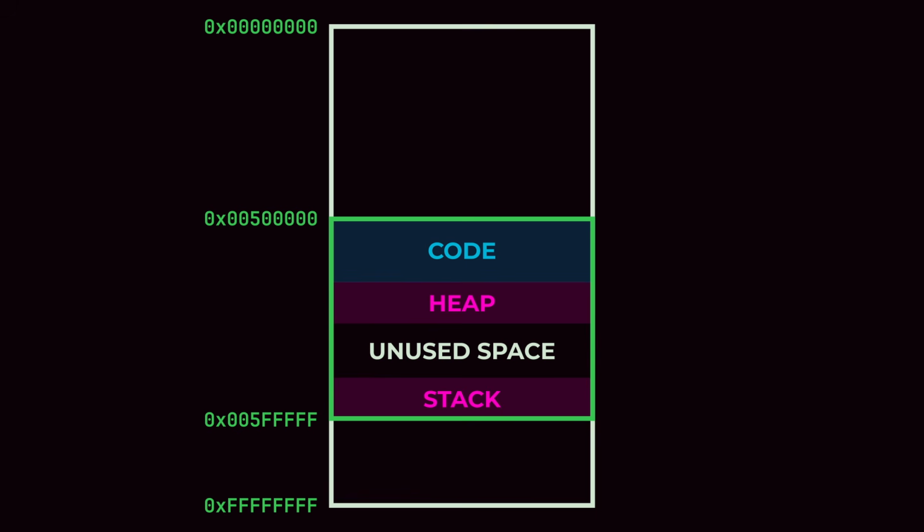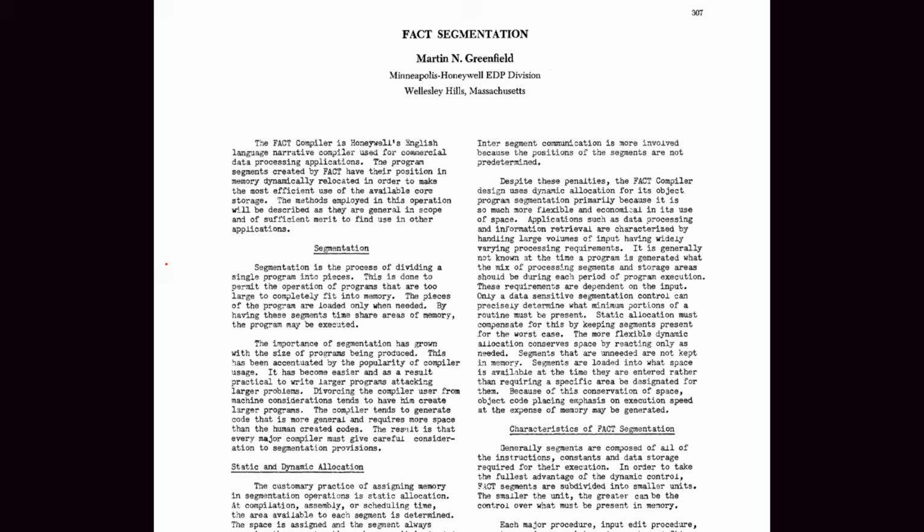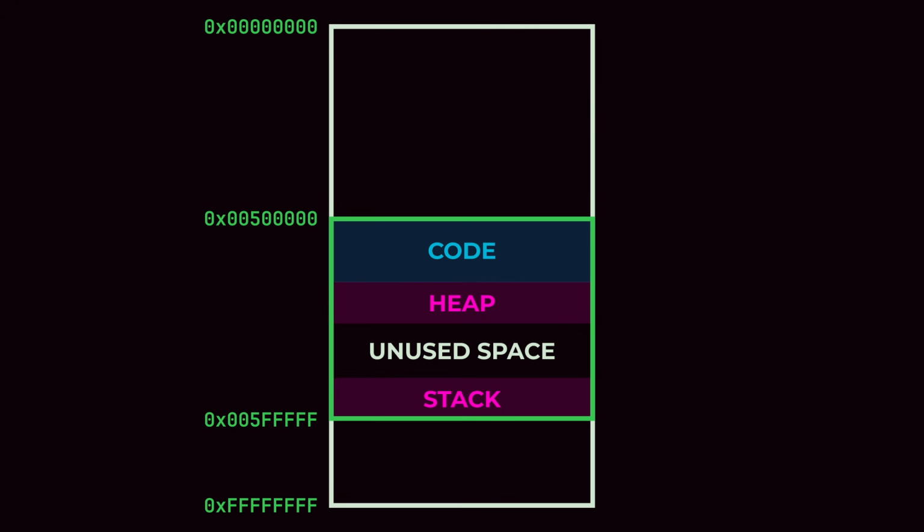So we have to reserve this space, even if we don't store anything there. And that's quite wasteful, isn't it? But again, there's a solution for that. And that's segmentation. Segmentation was developed in the early 60s. But how does segmentation solve this problem?